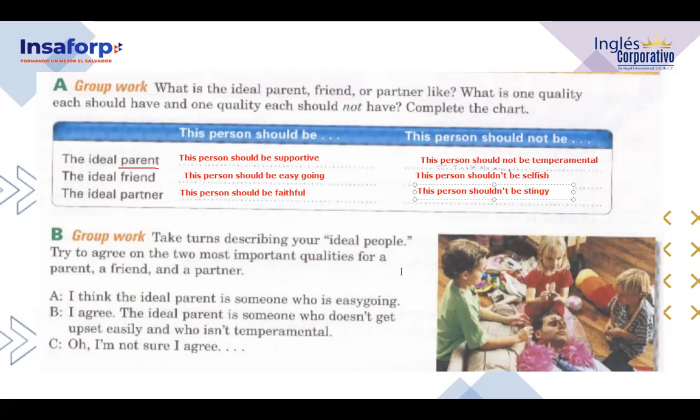Then let's just go ahead and see this one. I already gave you the examples based on what you guys were saying. And now it's your opportunity to practice this with your classmates in the breakout rooms. We're going to go to the breakout rooms for a moment and you're going to discuss this with your partners. So for example, hey, Alicia, hey, Milagro, what's your ideal parent? My ideal parent should be supportive, but this person shouldn't be temperamental. So then you start sharing your opinions with your partners. Is that okay? Do you understand that? Is it clear? Yes, sir.